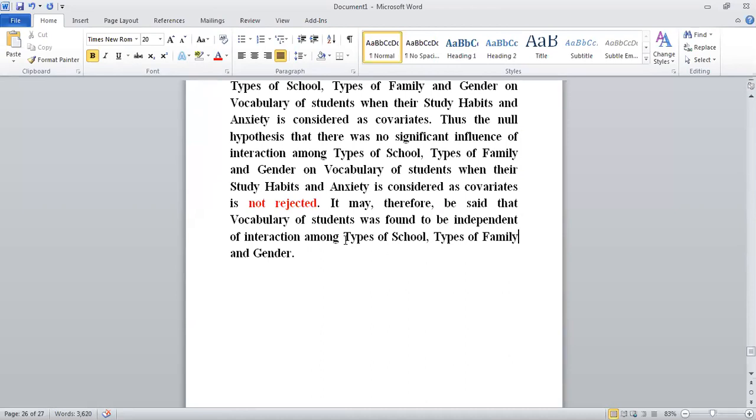My dear friends, I just want to tell you one thing. The sequence in which I am writing the name of the variables has to be as per your objective. If types of school appear first, it should appear first here. If types of family appear second, it must be second. Gender appears third, then it must be third, like this. Okay, so this completes my interpretation.